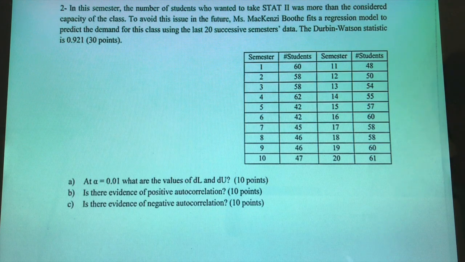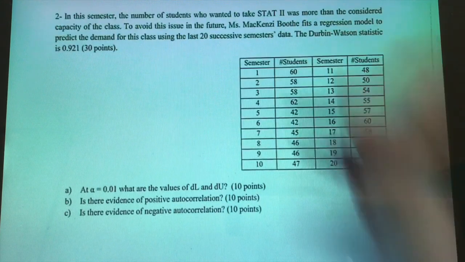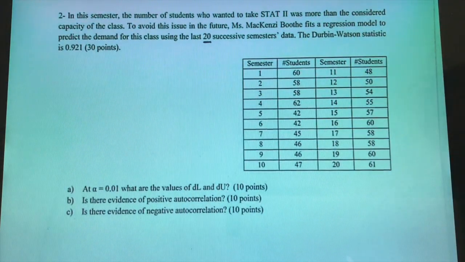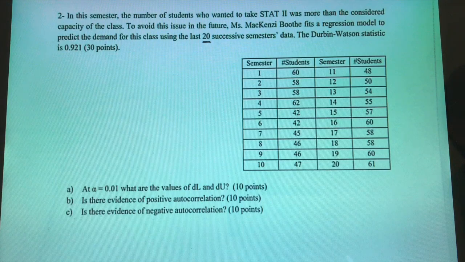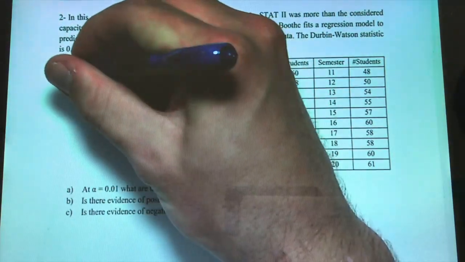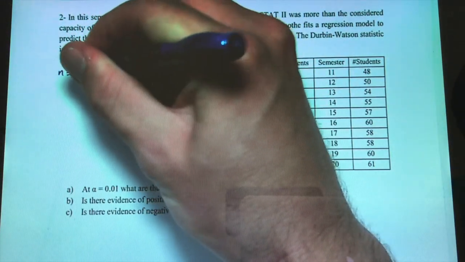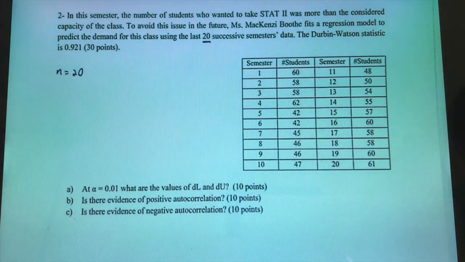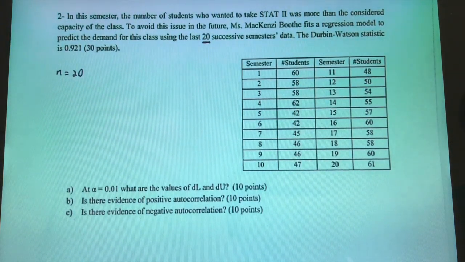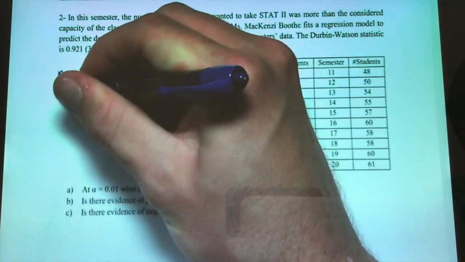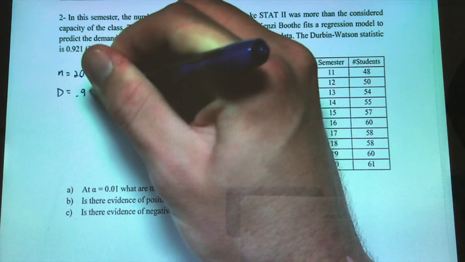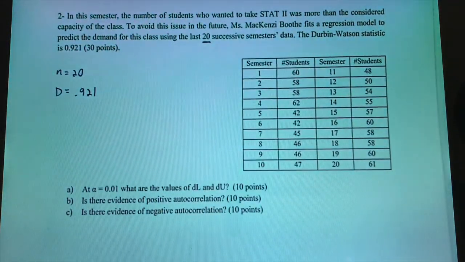So the first thing that you're going to look at is this 20 right here. That's going to be equal to n. So you can go ahead and write n equals 20. And the Durbin-Watson statistic, which is your d value, which is always given to you, is 0.921.